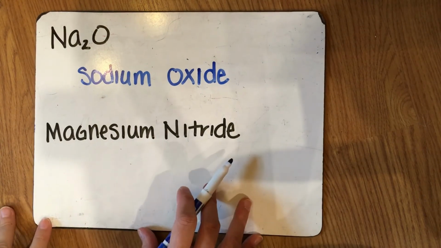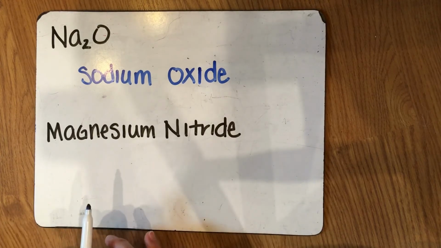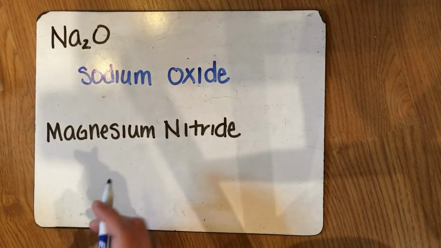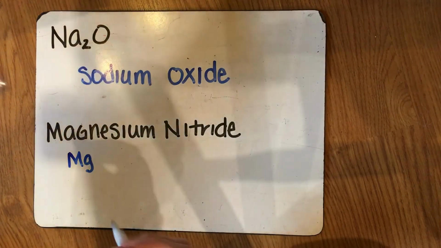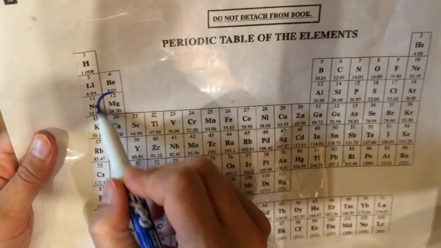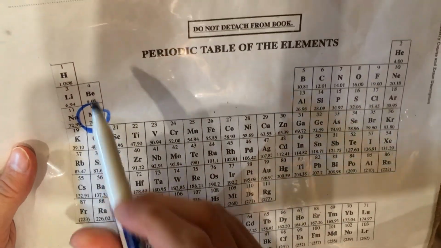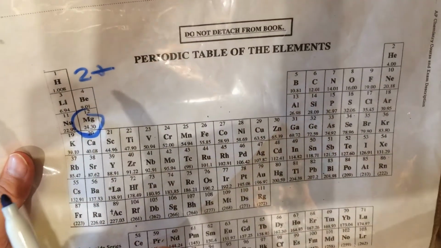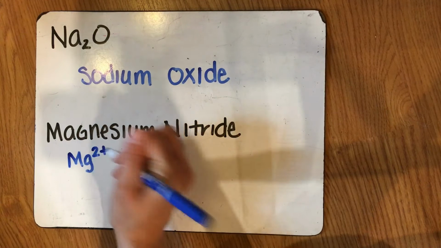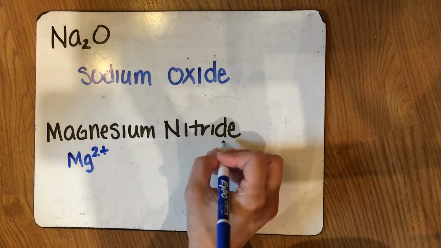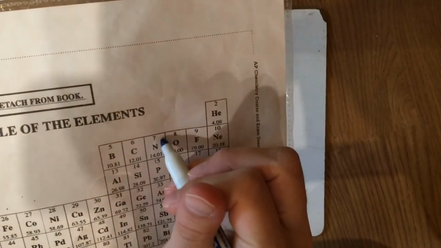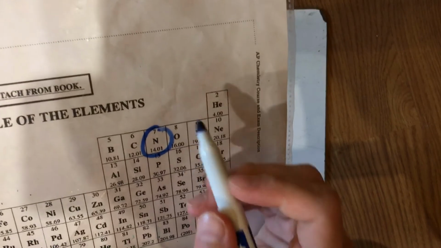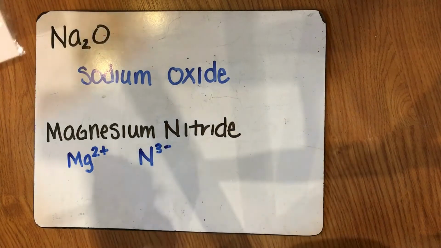In order to write the symbol for magnesium nitride, we need our periodic table. So we know magnesium's symbol is Mg. And when we look at the periodic table, we see that magnesium is in the second column, which means it's going to have a 2+ charge. It's an alkaline earth metal. Nitride comes from nitrogen, so the symbol there is N. We locate that on the periodic table, and this column has a -3 charge. So our nitrogen has a 3- charge.